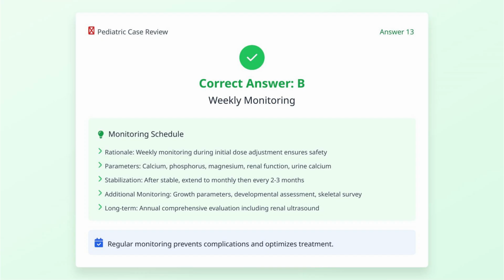The correct answer is B, weekly monitoring. During initial dose titration, check calcium, phosphorus, magnesium, renal function, and urine calcium weekly. After stabilization, extend to monthly, then every 2 to 3 months. Additional monitoring includes growth parameters, developmental assessment, and annual comprehensive evaluation including renal ultrasound.